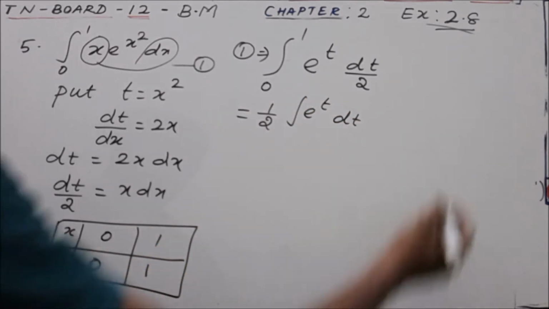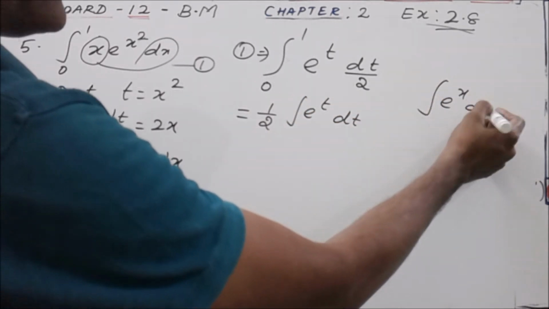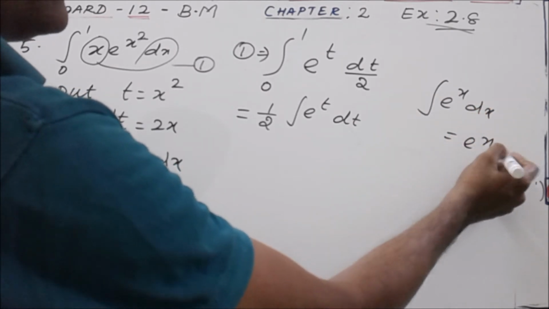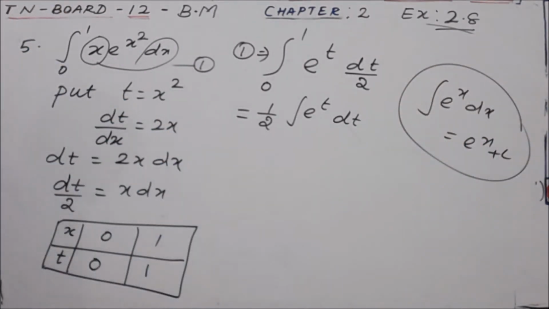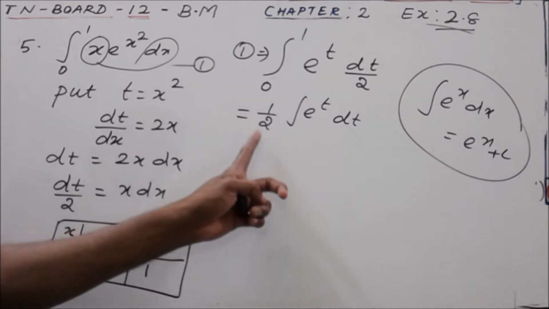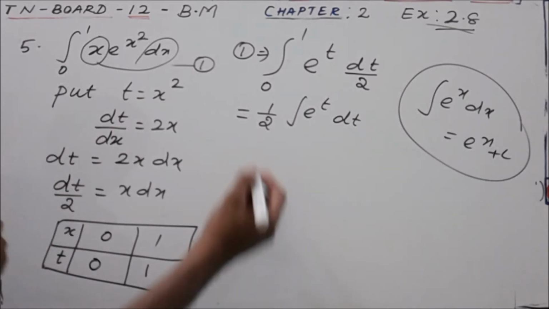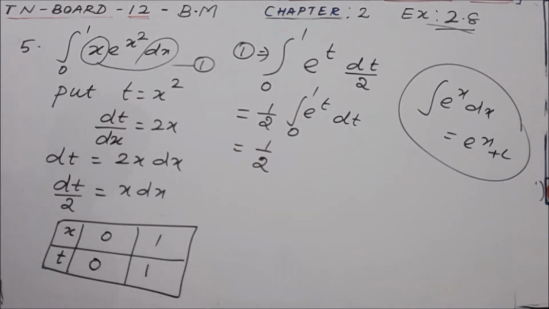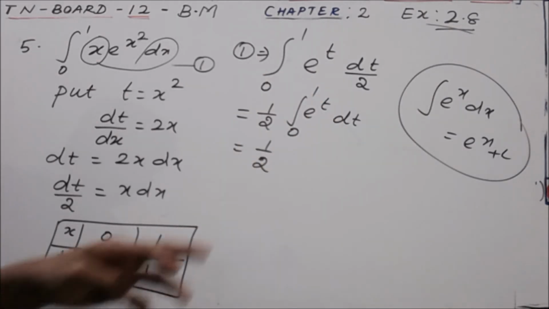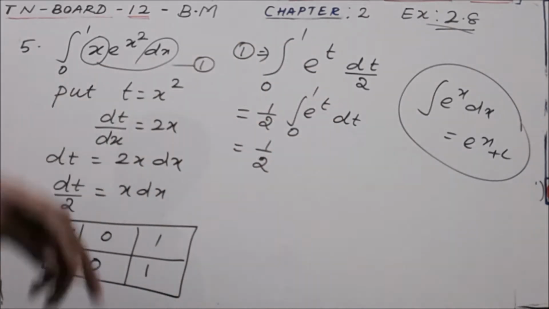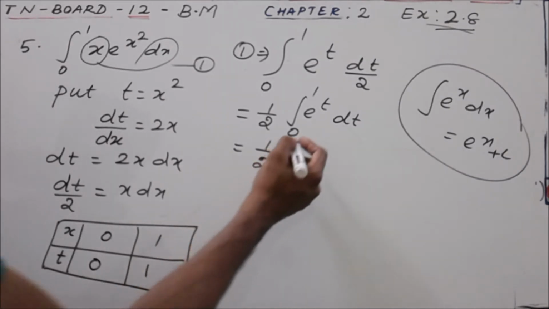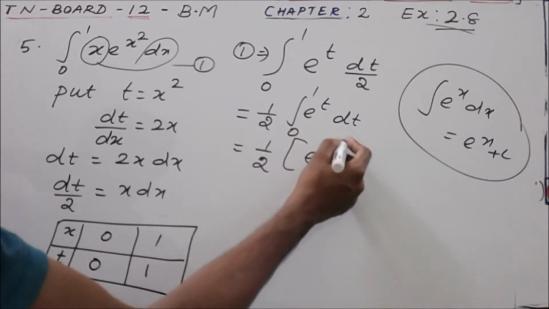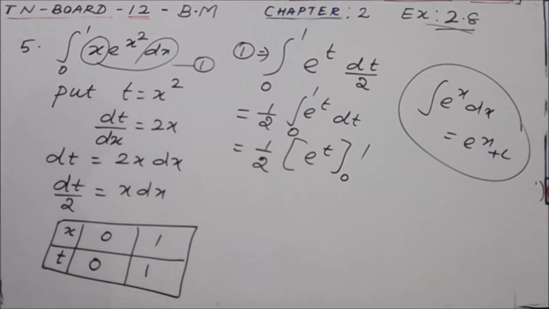The integral formula for e power x dx is e power x. The only easy formula is integral e power x dx, because the answer is the same function. Now half of e power t dt, so 1 by 2 into. Now substitute the limit here also, 0 to 1. Till you complete the integral, you should apply the lower and upper limit. Now integrating e power t gives e power t, limit 0 to 1. Now substitute the upper and lower limit values.